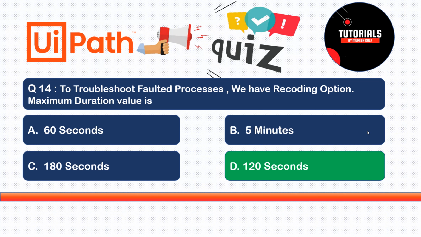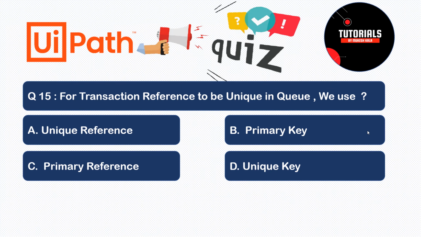Okay, so I hope you are getting the questions right and you would have the scores ready, because the next one coming up is the last question for the quiz. So here it goes. For the transaction reference to be unique in the queue, what do we use? So I have to make a queue, and I want that all the references should be unique. That means I do not want anything duplicate in my queue. What do I use? Unique reference, primary key, primary reference, or the unique key.